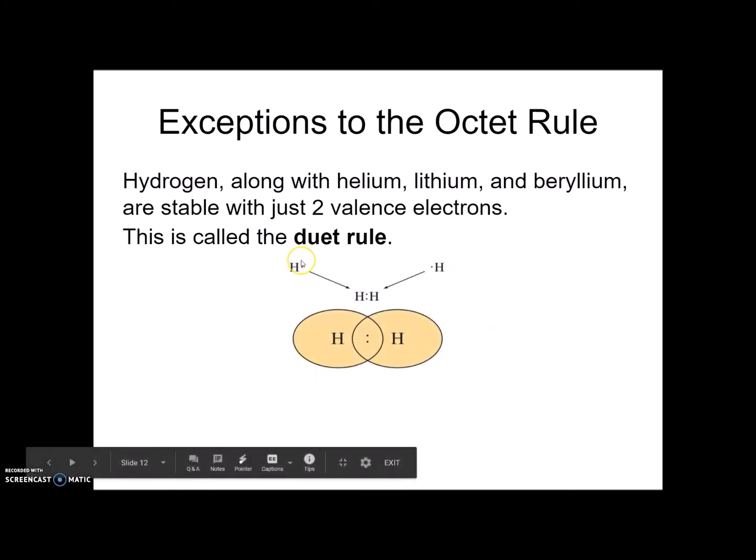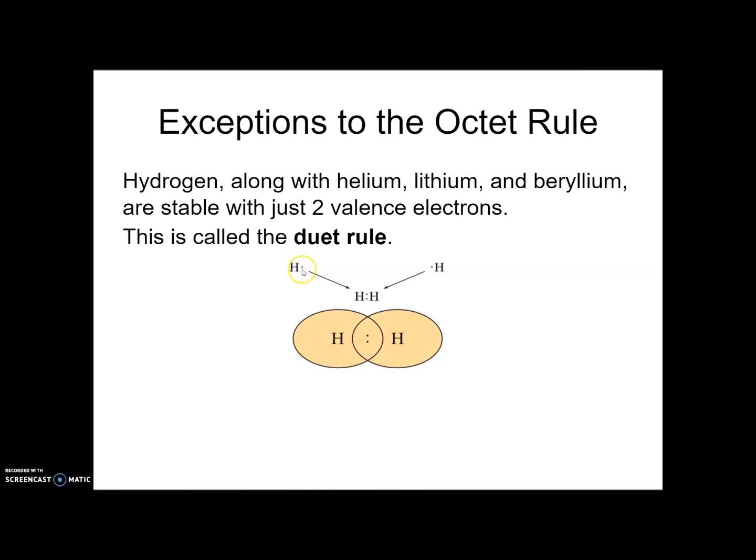Here's a picture of the formation of a neutral hydrogen molecule. You've got a hydrogen atom with 1 valence electron and another hydrogen atom with 1 valence electron. If they were to form a compound, H2, they would share their 1 valence electron. Now, what we've seen before was that in the bond, each atom had access to 8 electrons, but here it's not 8, it's 2. Each hydrogen atom has access to 2 valence electrons and is stable anyway.